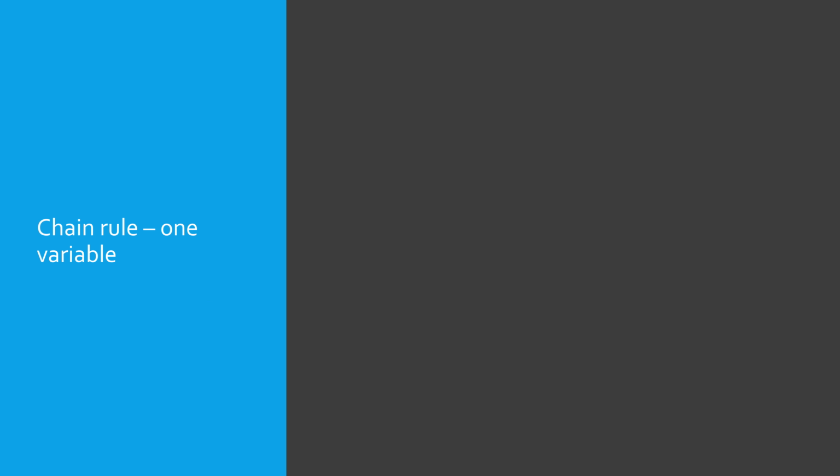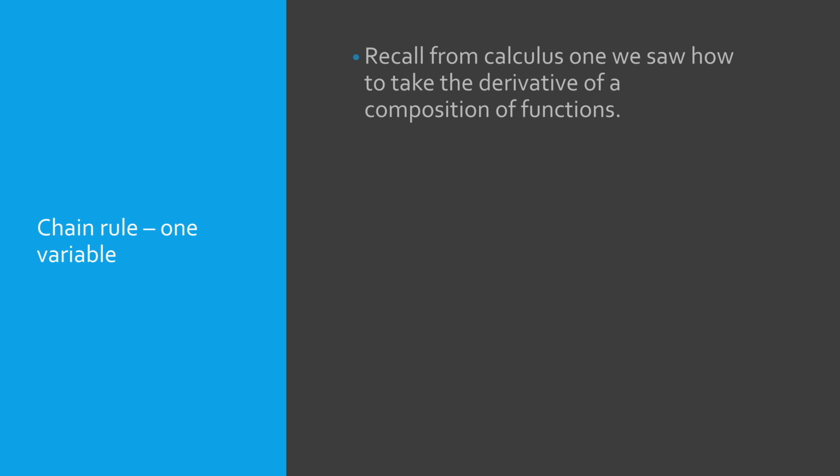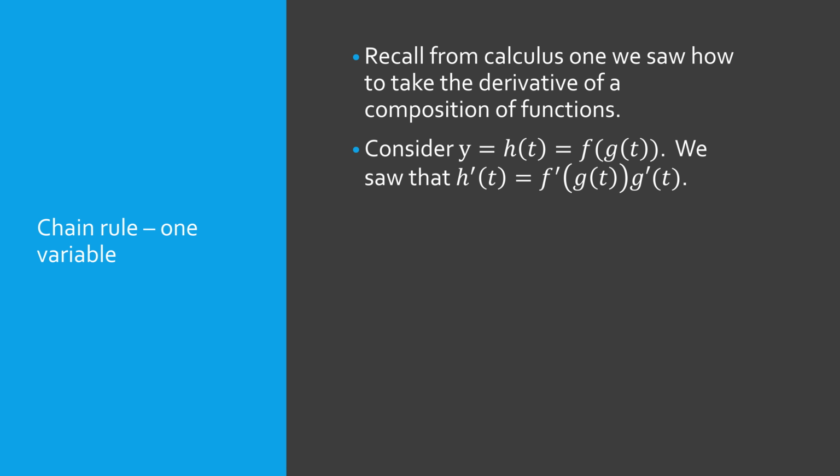Let's first recall the chain rule in one variable. This is basically how we took a derivative of a composition of functions. Supposing we have h of t is f of g of t, so h is the composition of f and g. Recall that when we took the derivative of this, we had the derivative of f with g of t still inside, and then we multiplied that by the derivative of the function inside, so the derivative of g.